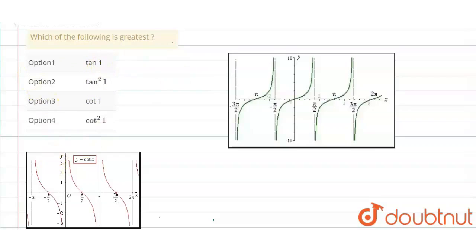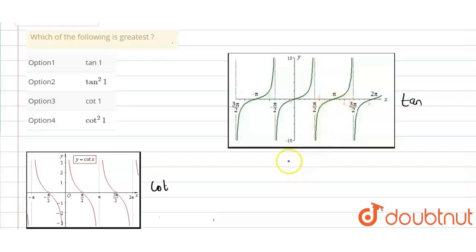In some questions we don't have to know the actual values of the problem, but we have to analyze the question. So in this question, as you can see from the graph, this is the graph of tan and this is the graph of cot. The values of tan are increasing from 0 to pi by 2, and after that from pi by 2 it is decreasing to pi.